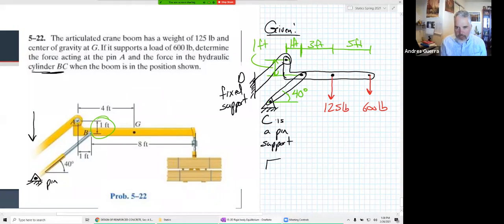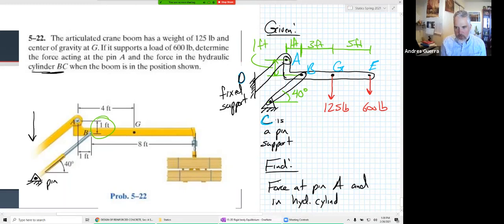And what they want us to find, so that's all of our, oh wait, I said I was going to add the point labels here. And we need those for sure. A, B, G. This was point C. Oh, we labeled that point C already. Point D we already labeled. And then why don't we call this point all the way out here at the end, let's see, A, B, C, D, E. I'm just going to call that point E. And so we want to find the force at pin A and in the hydraulic cylinder BC.